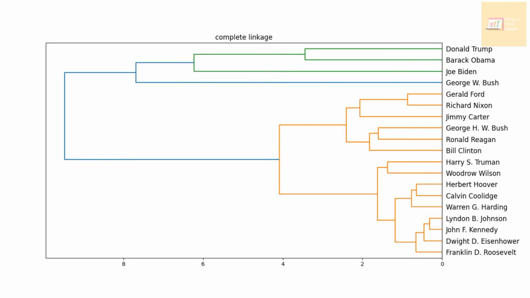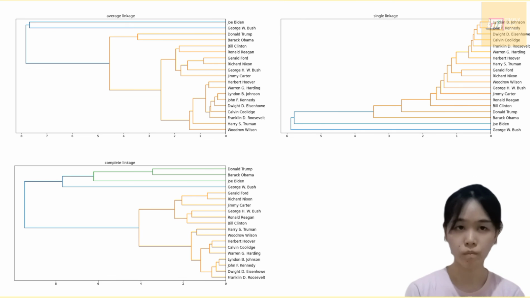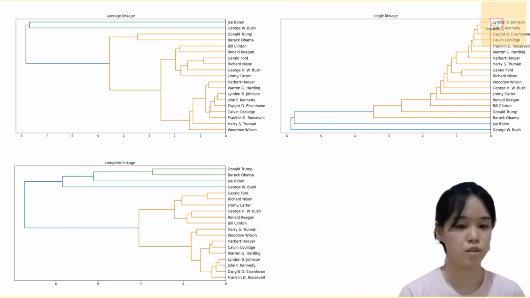And based on the complete linkage, you can say the cluster, because George W. Bush was treated as its own cluster, right? That observation or that cluster is closer to the cluster that contains Joe Biden, Barack Obama, and Donald Trump than to the other cluster. That's why it's combined with that cluster. But how they form a bigger cluster after that is quite interesting.